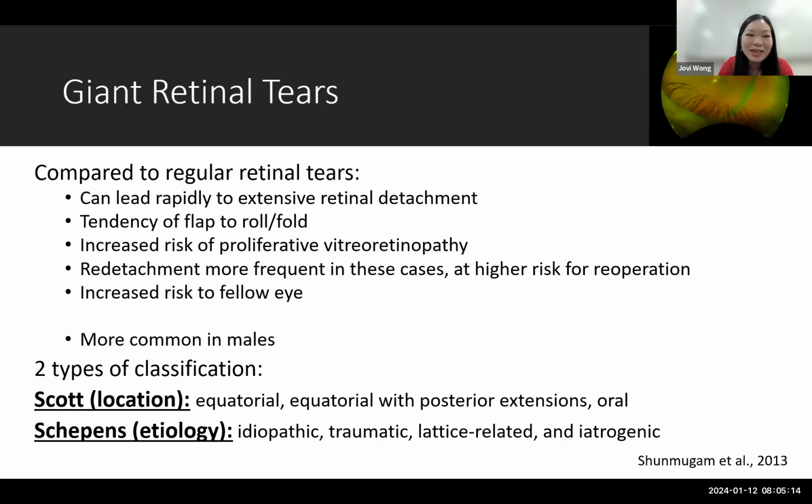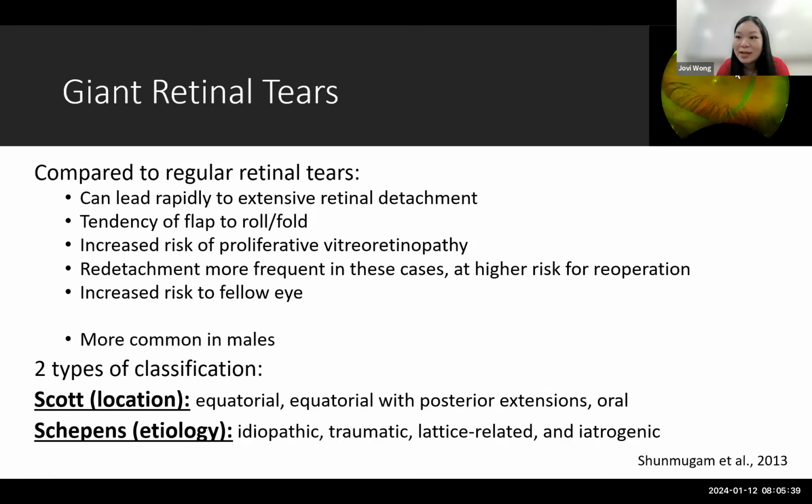So let's do a quick overview about giant retinal tears. There's a photograph from Dr. Cruz Pimentel on the top right. You see a giant retinal tear there on the Optos photo. But we should think of them differently from regular retinal tears. They're a separate and different pathological entity with special considerations. And compared to regular retinal tears, they can lead rapidly to extensive retinal detachment.